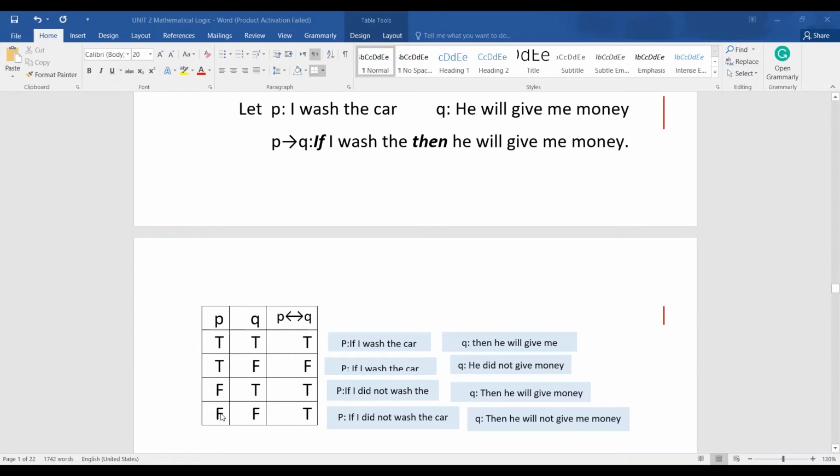If I did not wash the car, he did not give me money. In this case, I'm not lying. If I'm coming and saying this to you, I'm not lying, so my compound statement would be true. If I am correct, not is used for false. Yes, not is used for false. I understand.